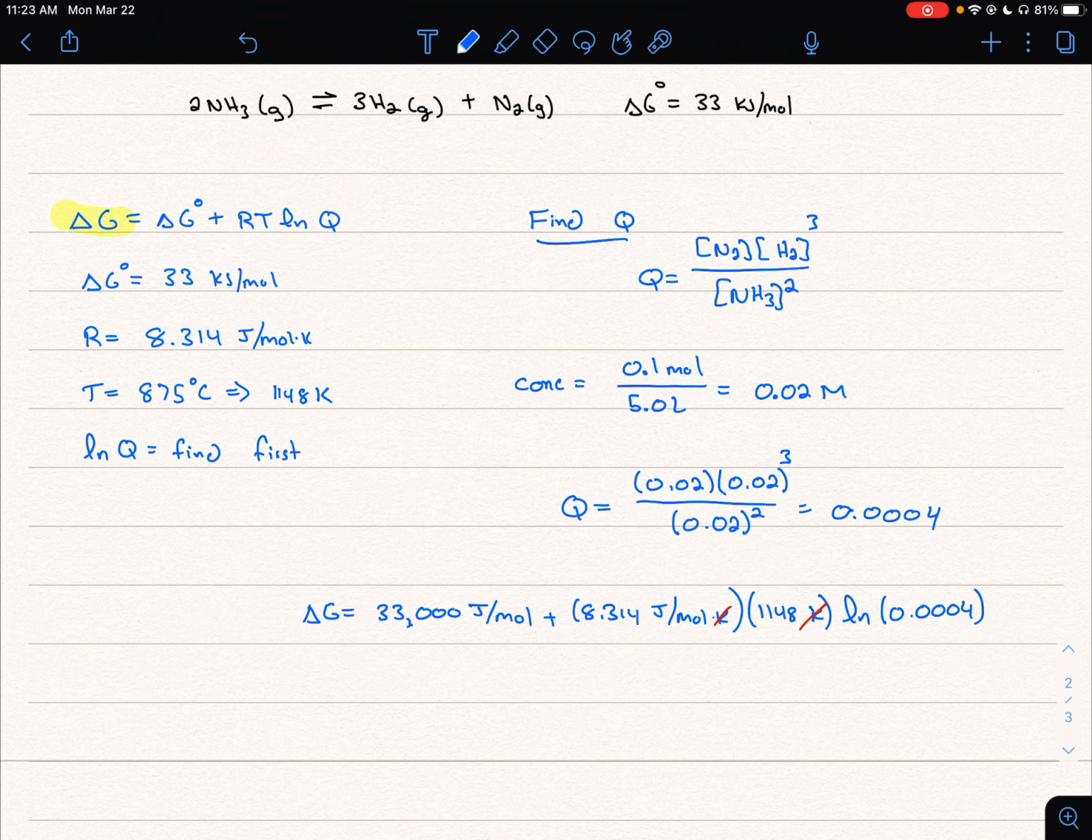And so we can plug all this into our calculator, and we're going to get delta G is equal to negative 40.2 kilojoules per mole. So I went back to kilojoules in the end. So here's our final answer. And we can also indicate that under these conditions, our reaction is spontaneous.